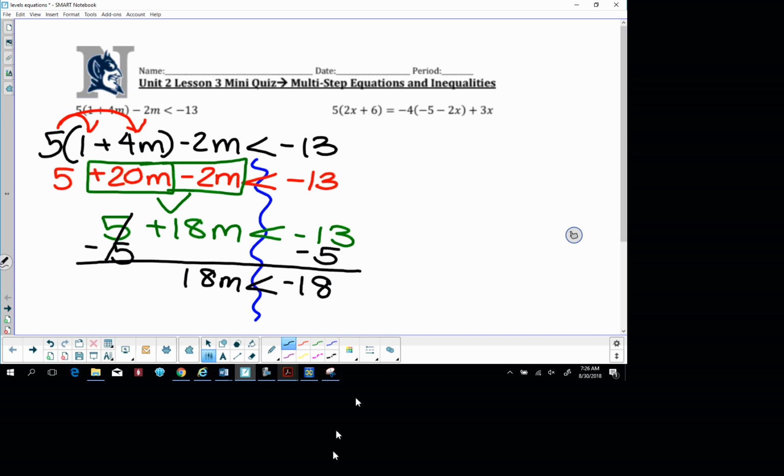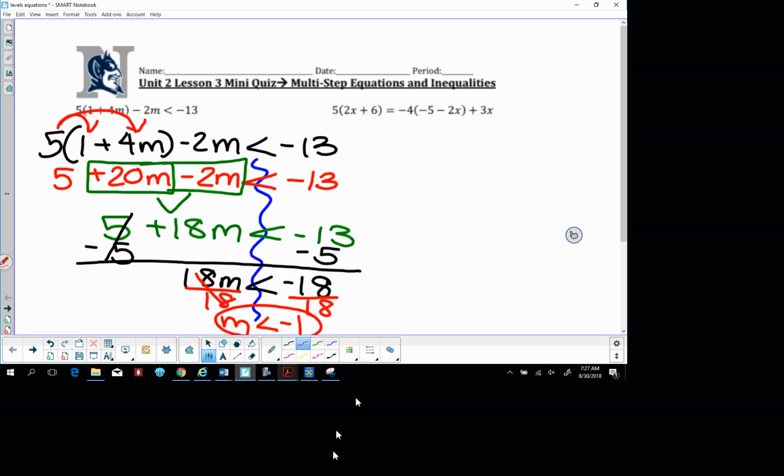What's the last thing I do? Divide. Now, does the sign flip? No. Even though this is negative, that clingy girlfriend, that coefficient that's attached to m, has to be negative. If it's not, the sign stays the same. So your answer should have been m is less than, what's negative 18 divided by 18? Beautiful. Who got that?